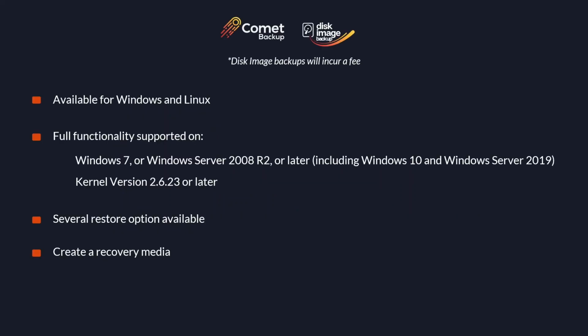With Comet, you can backup disk image with full functionality supported on Windows 7 or Windows Server 2008 or 2, and on kernel version 2.6.23 or later. There are several ways you can restore a disk image backup, and we will explore these options later in the video. We will also have a look at options for creating a bootable recovery media to be able to perform a bare metal restore and recover from device loss quickly.